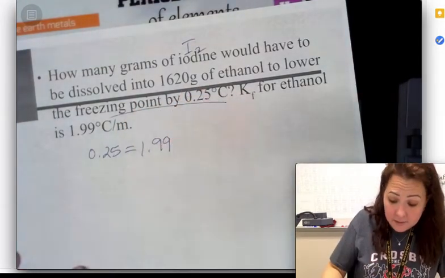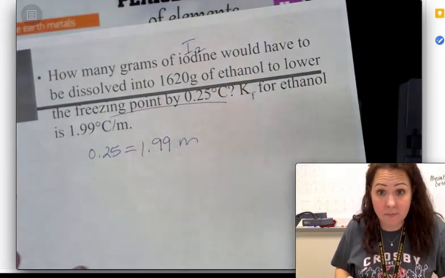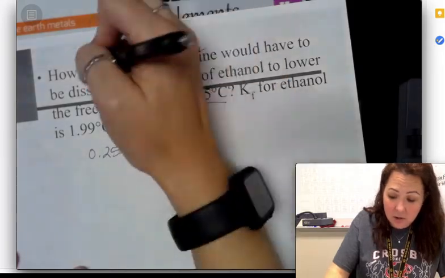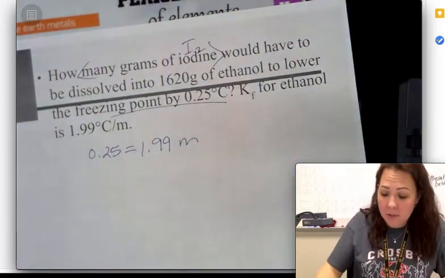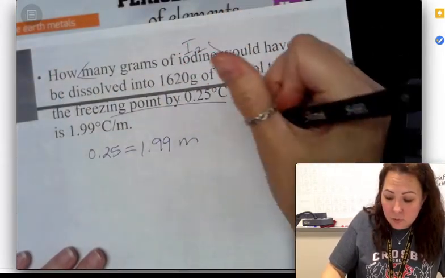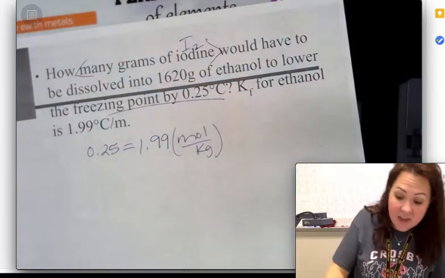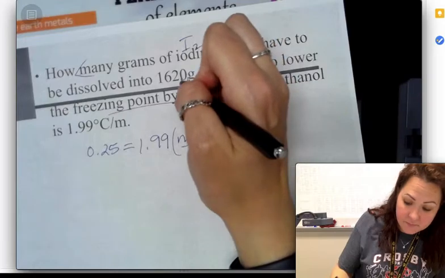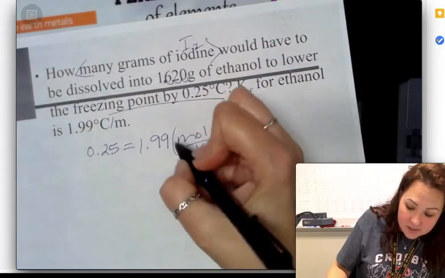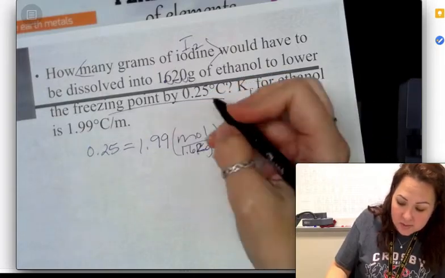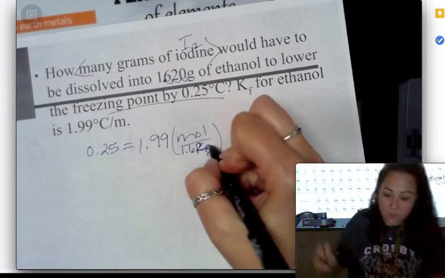I'm going to solve for little m first. Once I get my little m, then I can get the how many grams of iodine part of it. Because remember, your little m is equal to moles of solute divided by kilograms of solvent. They gave me my solvent. So this is 1.62. There wouldn't be a 0 on there, so it's just 1.62 for my kilograms.